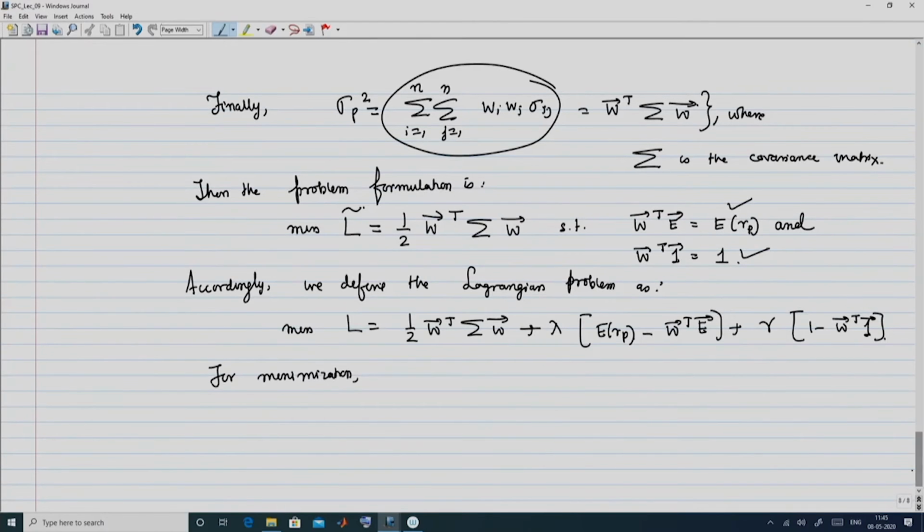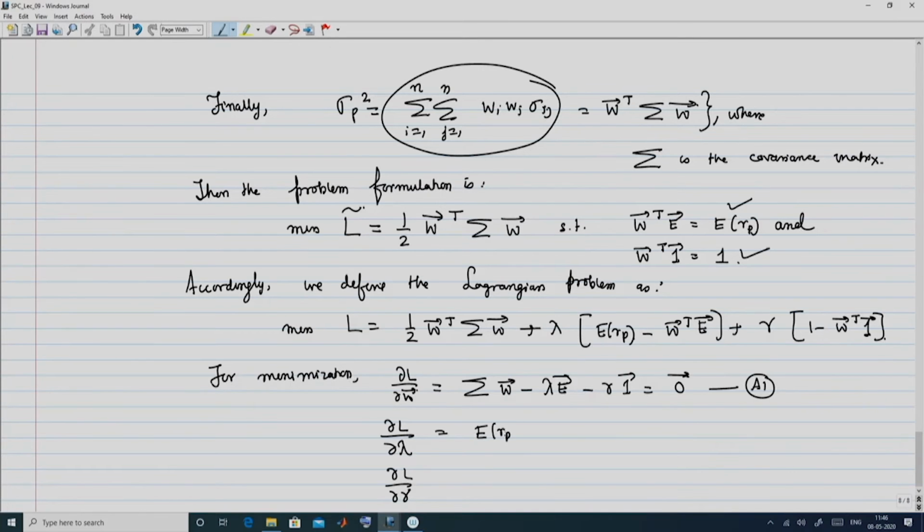as before, we will take the derivative with respect to the vector W, with respect to lambda and gamma, and this is sigma W minus lambda E minus gamma 1, this is equal to the vector 0. So, let me call this equation A 1, and this will be E R P minus W transpose E equal to 0. Let me call this equation B 1, and 1 minus W transpose 1 equal to 0. Let me call this C 1.